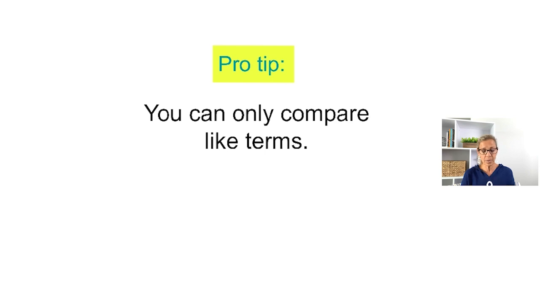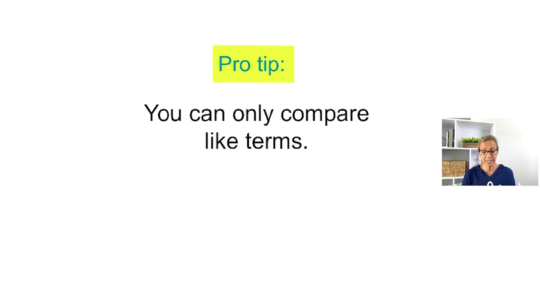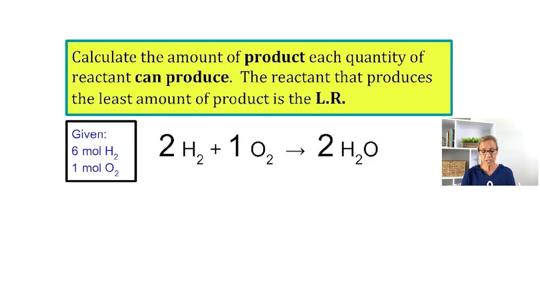And here is what we need to do. You may have heard a phrase, you can't compare apples and oranges. Well, that's true in chemistry too. We can only compare like things. We can't compare 6 moles of hydrogen to 1 mole of oxygen because those are apples and oranges. We need to compare like terms. So let's keep that in mind when we work this problem.